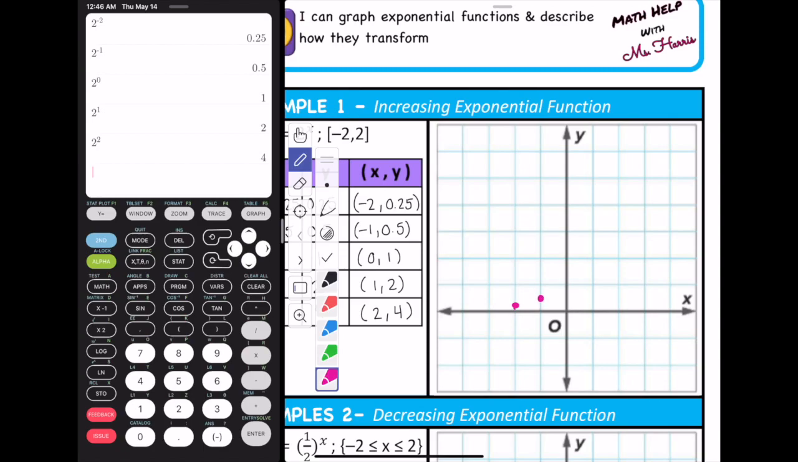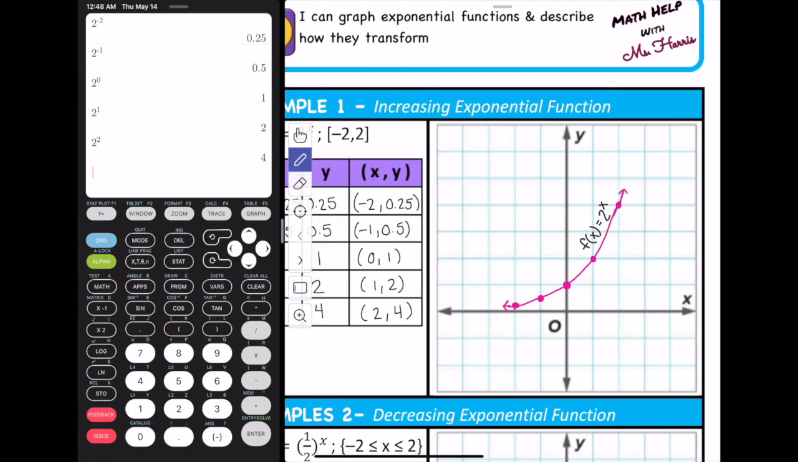Then when x is 0, y is 1, so I start at the origin and I just move up 1 unit. Then when x is 1, y is 2. When x is 2, y is 4. So now that I've plotted all my points, I can go ahead and draw a line going through these points. And I also have to remember to label this because we know this function is 2 to the x power.